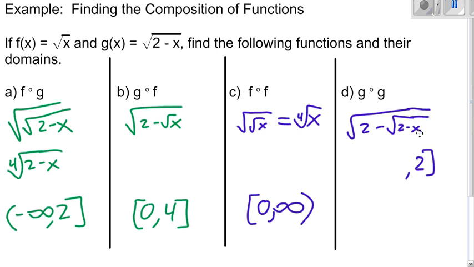So if this was a negative 2, we'd have 2 minus negative 2, which would be 4, which would get us a square root of 2. So negative 2 is also the smallest it could go, because if it was any smaller, the square root would be larger than 2, which would make this negative.